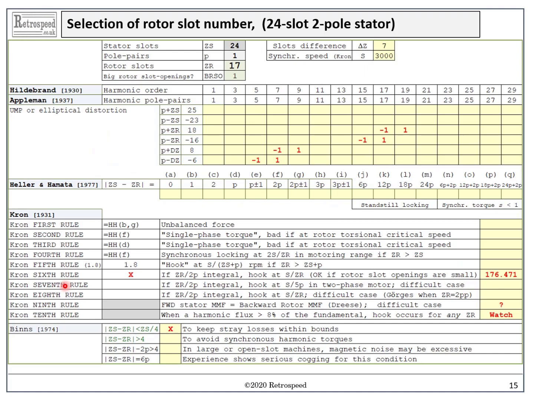To help in navigating the rather complex interactions that can occur, I use a spreadsheet which contains most of the known tests for undesirable conditions. Of course, I mean known to me. There may be others. Here is an example for a 24-slot, 2-pole motor with 17 rotor slots. Now, the place to start is this large table at the top.